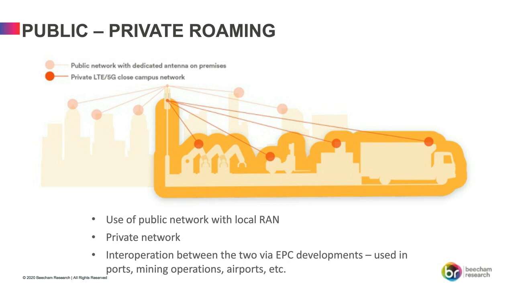It requires developments of the software, the control software in the EPCs, and it's used particularly in ports, mining operations, airports, things like that, where, for example, trucks are loaded up on site and they need to be part of the private network. And then, of course, they go outside of the private site for deliveries, and they need to be on the public network. And the same data needs to be collected from them when they're in the public space compared with the private space, and so forth. So, a lot of work needs to be done in that area.